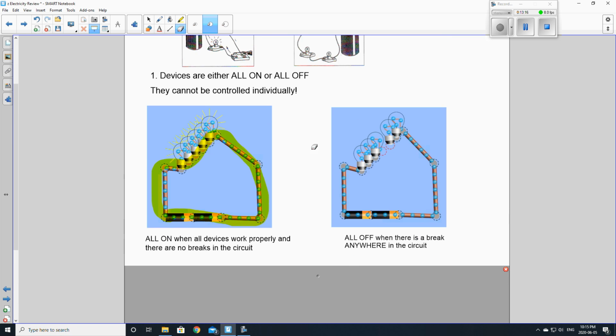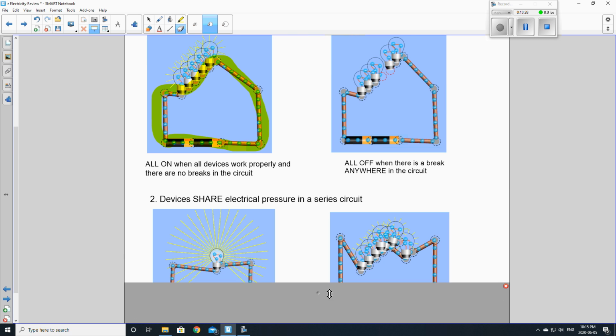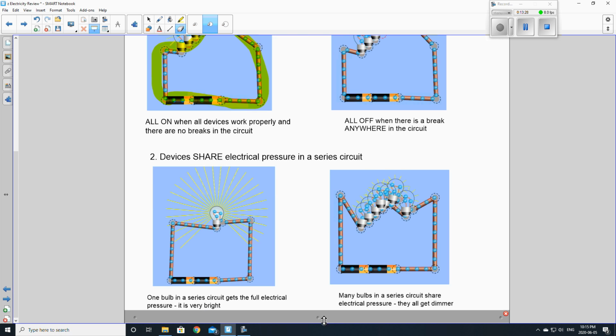This is definitely a disadvantage of a series circuit. They're either all on or all off. There's no in between. The other disadvantage, so there are two disadvantages to series circuits, is that the devices share electrical pressure. That means the brightness is affected. So let's see here.